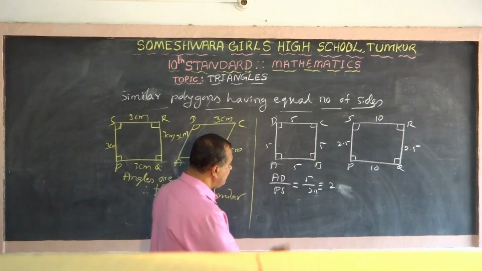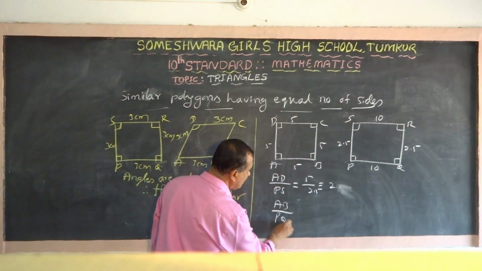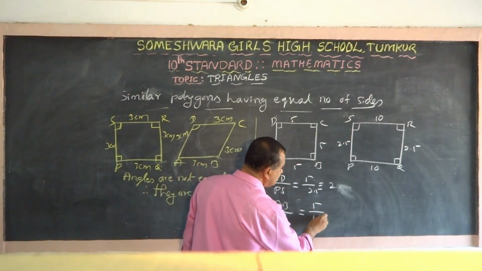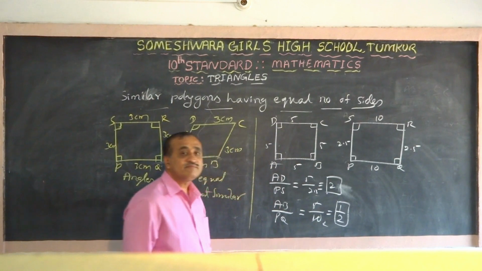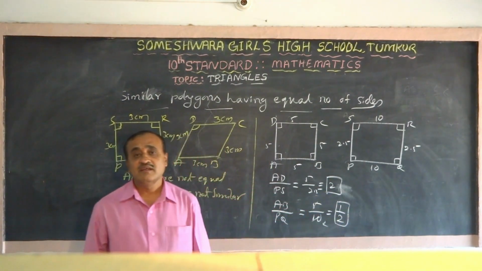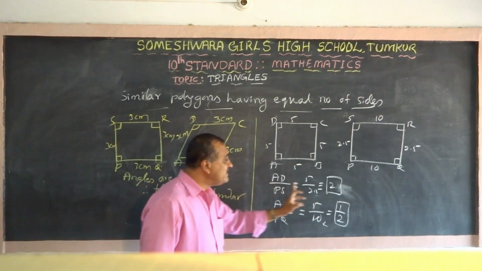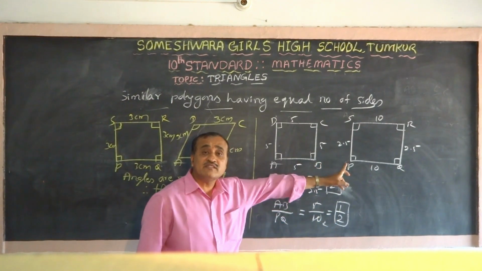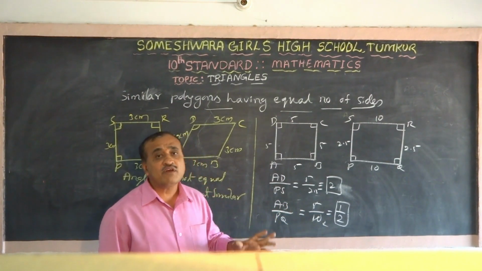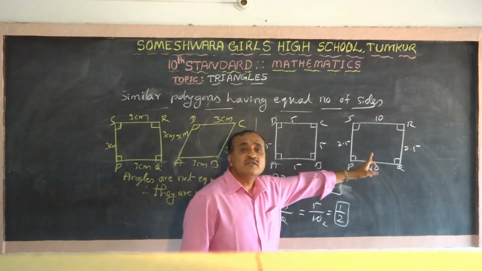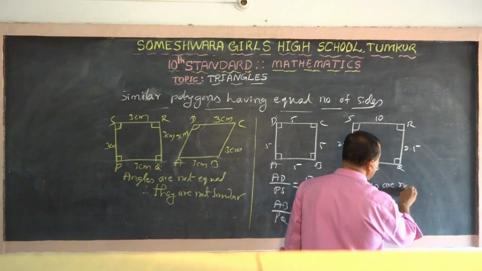Now, AB by PQ. AB is 5, this is 10. 5 ones are 5, 5 twos are 10, it is 1 by 2. Are these two equal? Ratios are not equal. That is, sides are not in proportion, or ratio of the sides are not equal. Angles are equal, but sides are not in proportion. Therefore, these two are not similar.